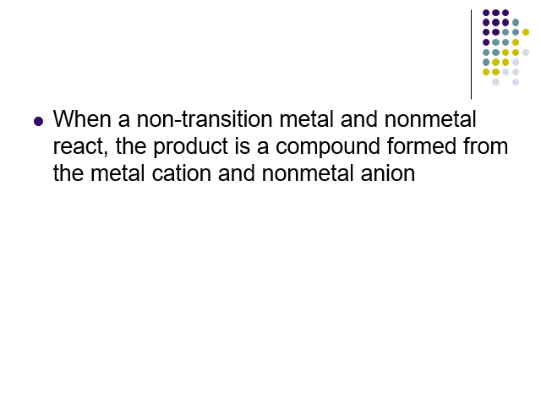Now, if you have a non-transition metal, so that's a representative element metal, and a non-metal, we're having things with consistent charges. The product formed is going to have our metal cation and non-metal anion with consistent charges. So you want to make sure that your compound is neutral in the end.